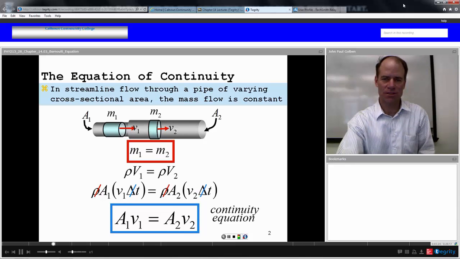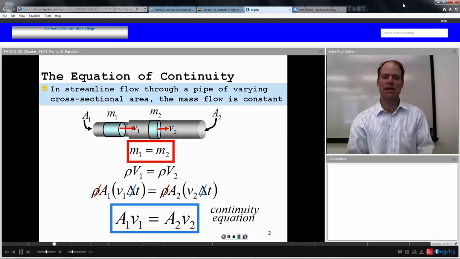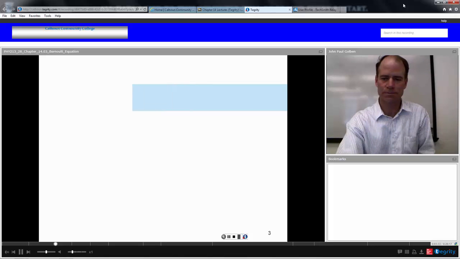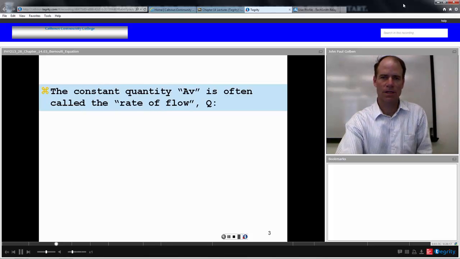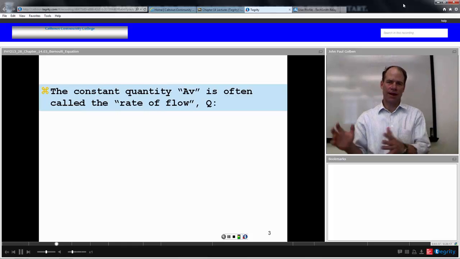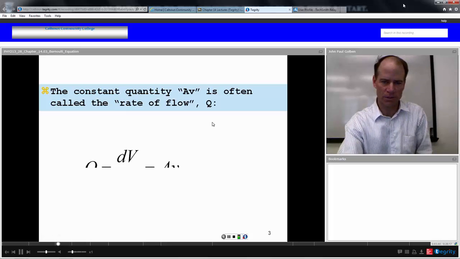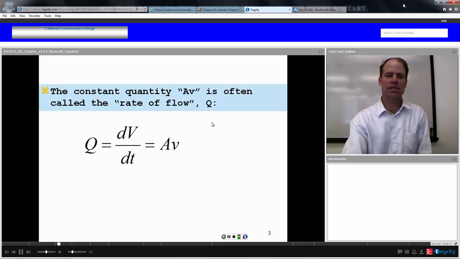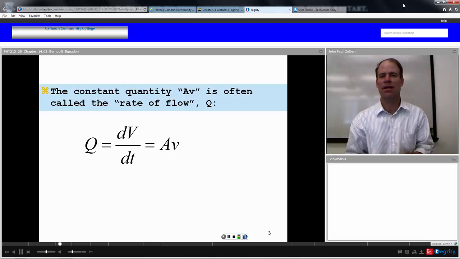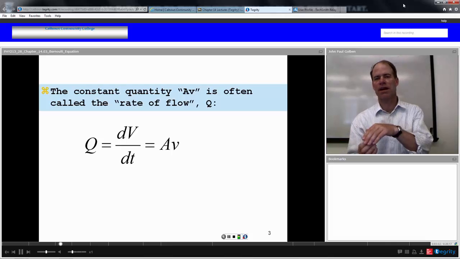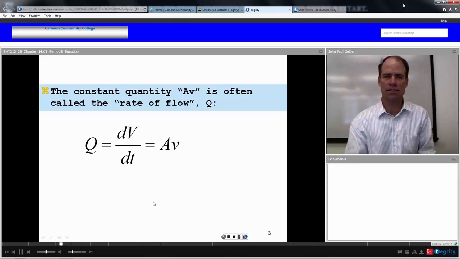This result is called the continuity equation, and it's basically the continuity of the streamlined flow of the fluid. If we say that the area times the velocity is a constant value, we can actually say that that is the rate of flow, which we designate by Q. So Q is our rate of flow, the amount of volume per time that passes a point, and that is equal to the cross-sectional area of the pipe times the velocity at that point.